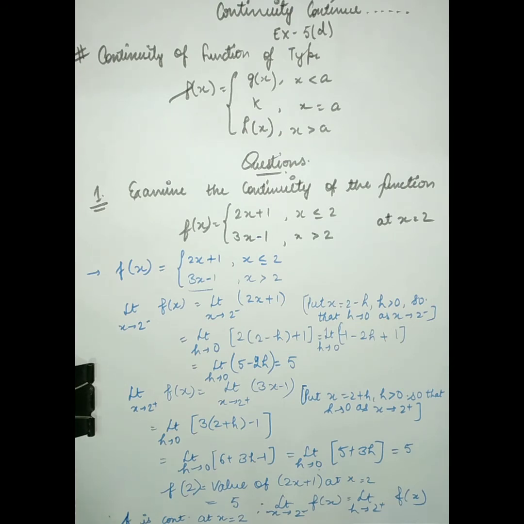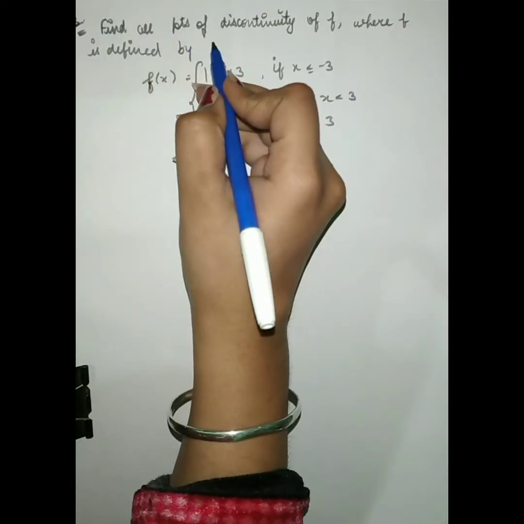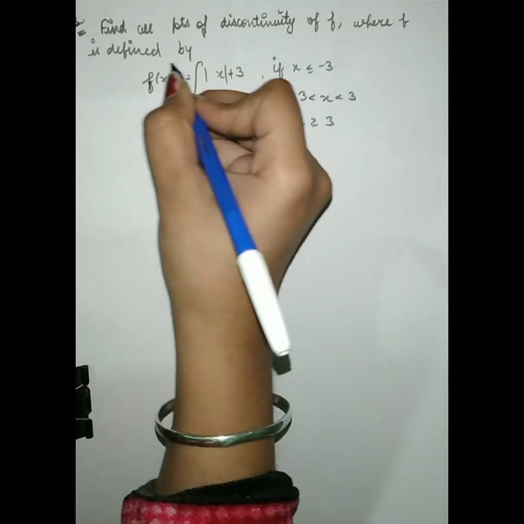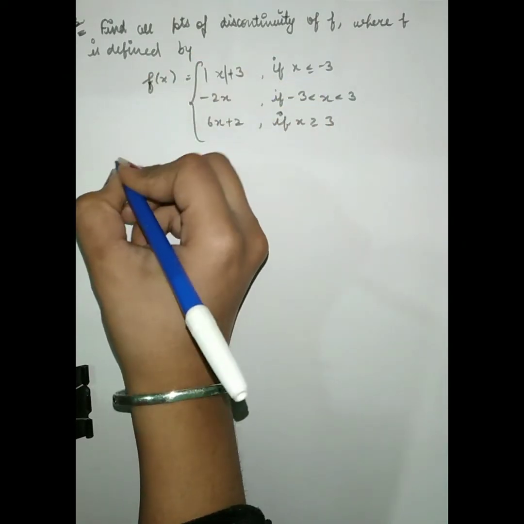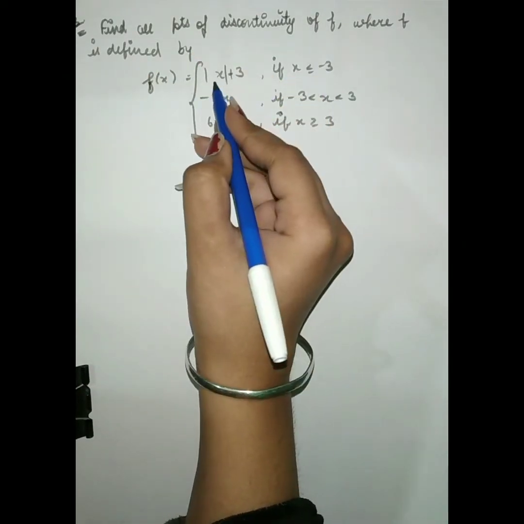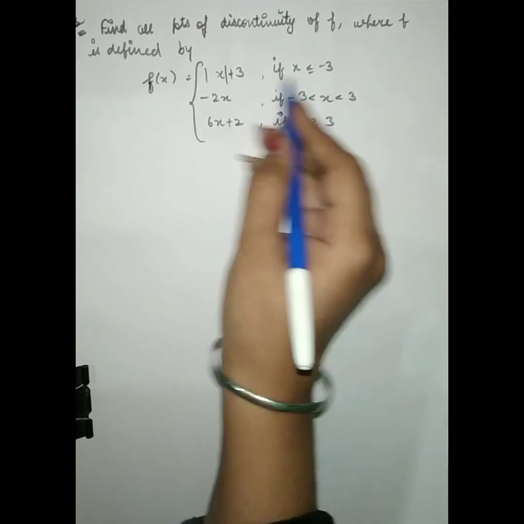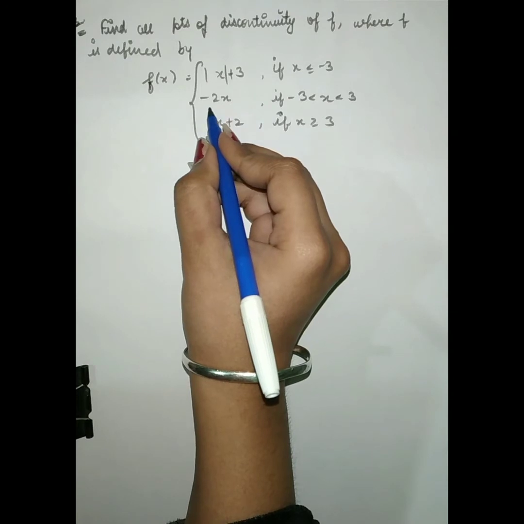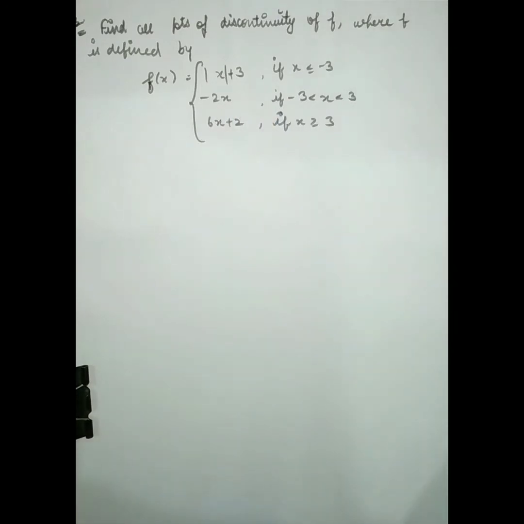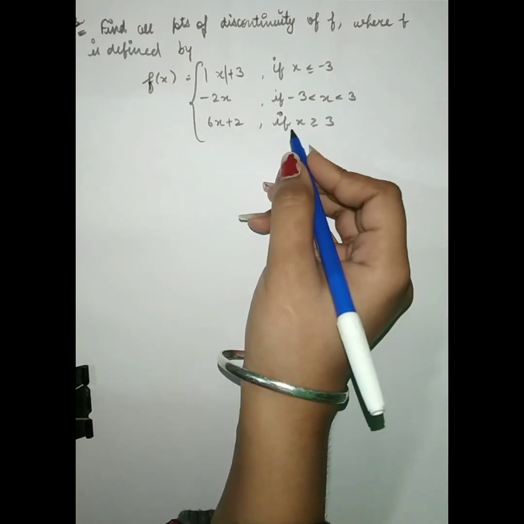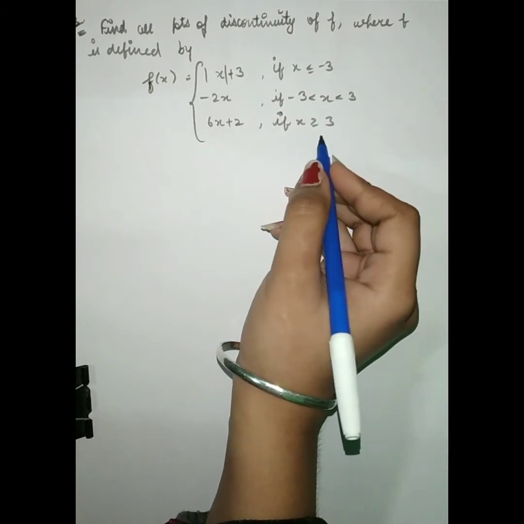Now the next question is: find all the points of discontinuity of f, where f is defined by f of x equals mod of x plus 3 when x is less than or equal to minus 3, f of x is minus 2x when minus 3 is less than x is less than 3, and 6x plus 2 when x is greater than or equal to 3.